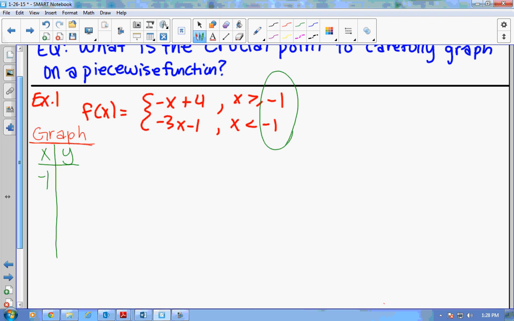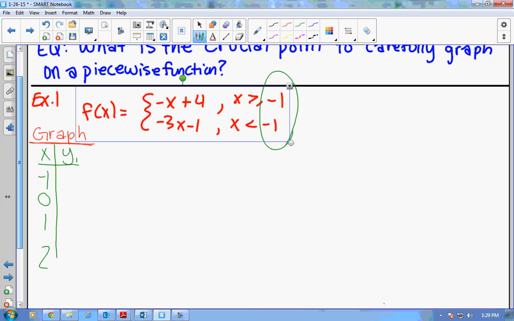Now, if I'm doing the top function, maybe I'll call this y1. This is for all x's greater than or equal to -1. So I've written -1. What's greater than -1? 0, 1, 2. That's probably good. Okay, can you find the y values by plugging into the top function? This only applies to the top function. I see some confused looks.